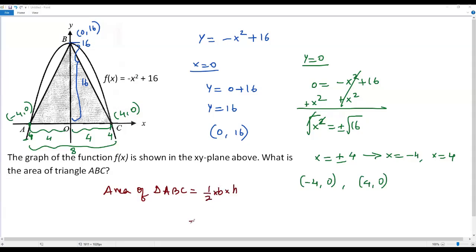Okay, so here the base of the triangle is 8 units and the height of the triangle is 16. So now 2 goes into 2 one time and 2 goes into 16 eight times. So when I multiply 1 and 8, I get 8. 8 times 8 is 64. Therefore, the area of the triangle ABC is 64 square units.